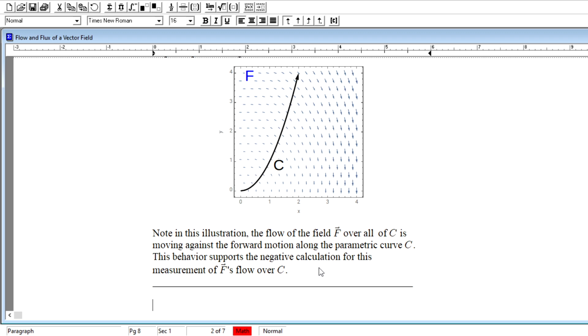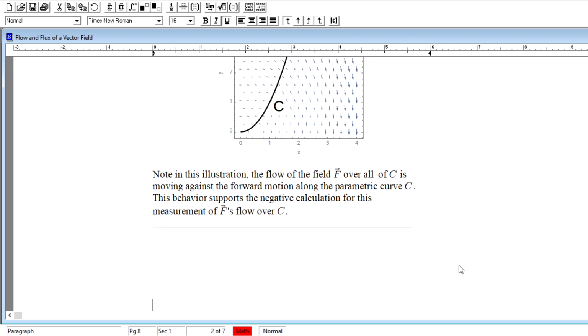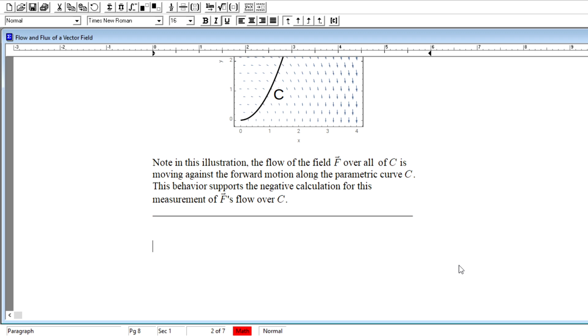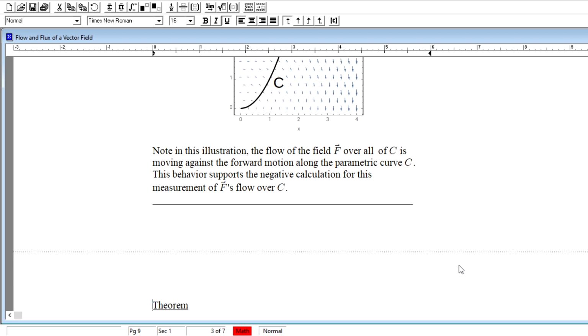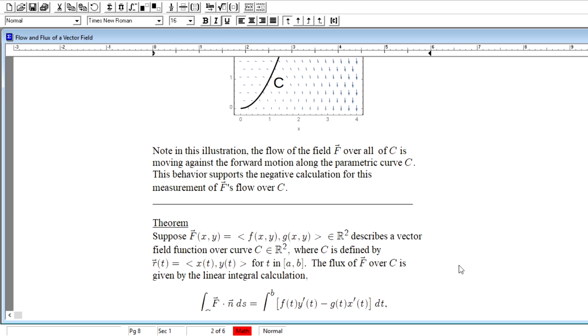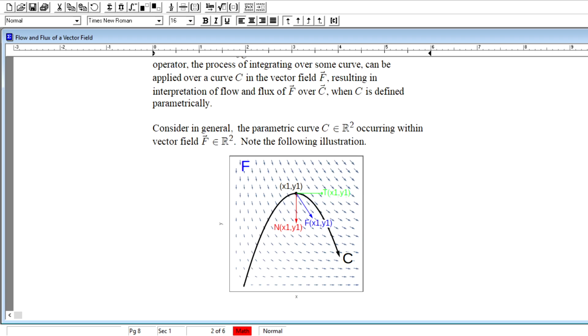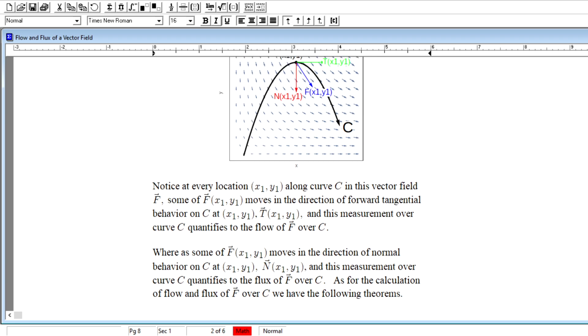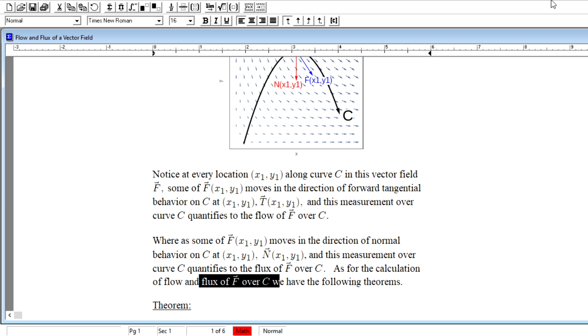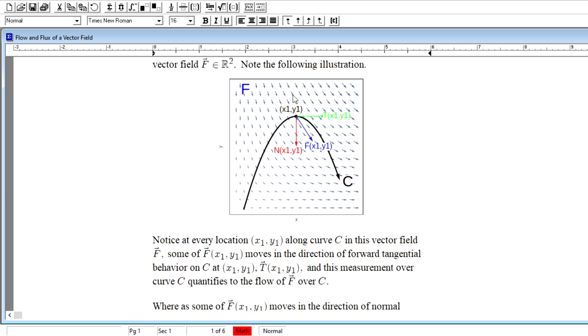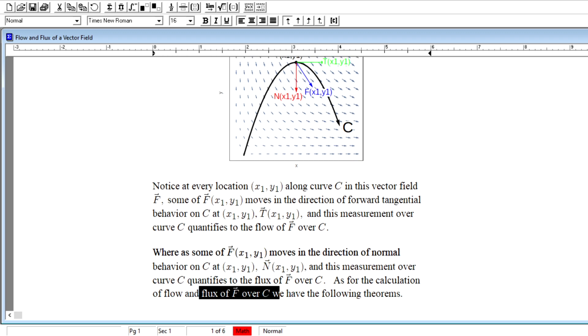We take note below here, right? Now, again, folks, that is what we call flow. Let's look at the theorem now for flux, all right? As we began to highlight, when we think about the flux of F bar over C, it's how much of the field is moving orthogonal to the curve, or what we say is normal to the curve. All right?